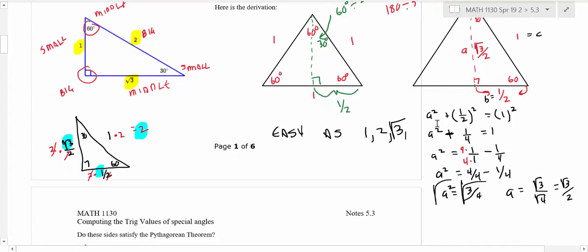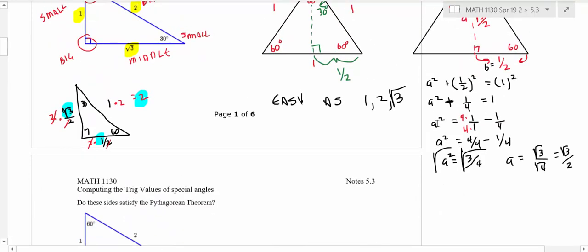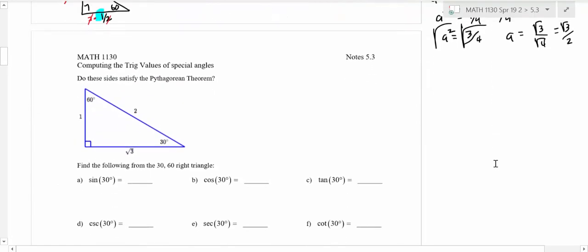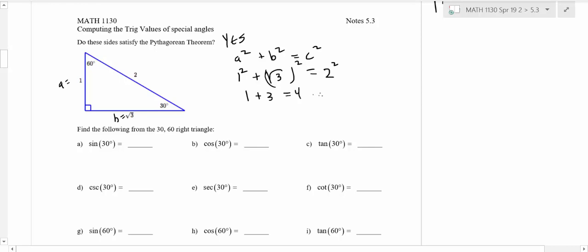So what we're going to do on the next page is work out the trig functions now with this 30-60 right triangle. Does this satisfy the Pythagorean theorem? Of course it does, because it's a right triangle. So if you did A squared plus B squared equals C squared, then A could be the 1, B could be the square root of 3. Remember, A and B are always interchangeable. It doesn't matter which is which. And then C would be the 2. So you would end up getting 1 plus 3 equals 4. So it's easy to verify that those sides satisfy the theorem.